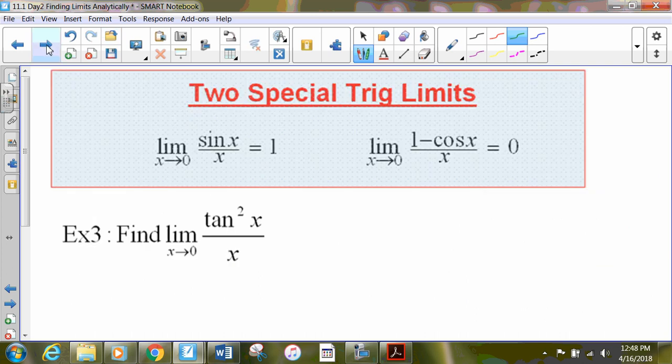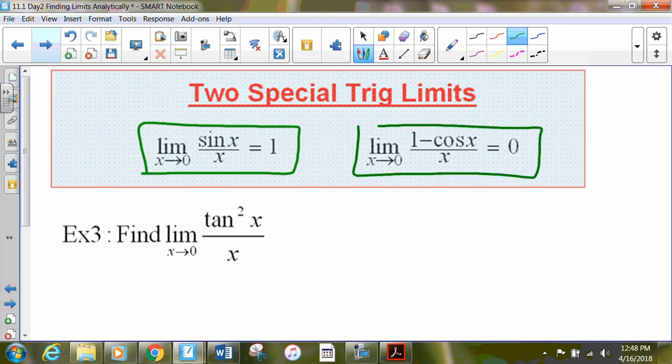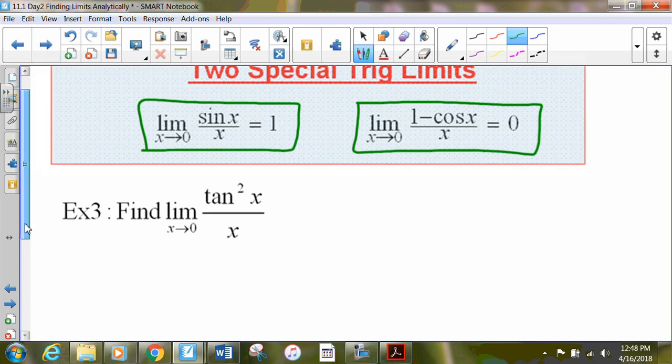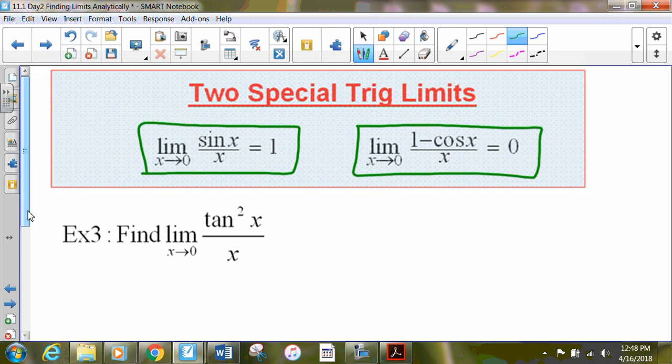Okay, we've got two special trig limits that we have to memorize. The limit of sine x over x as x approaches 0 is equal to 1. You've got to memorize that. Also, the limit of 1 minus cosine x over x as x approaches 0 is 0. But that's it. Those are the only trig limits that we need to memorize. And so what we're going to do is get crafty and clever and rearrange this problem so that we can use one of those special trig limits.